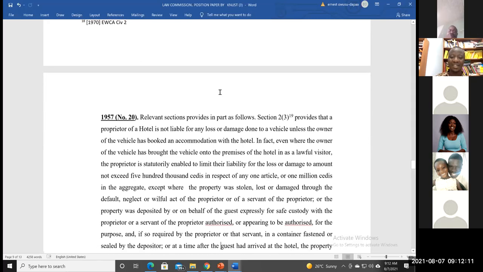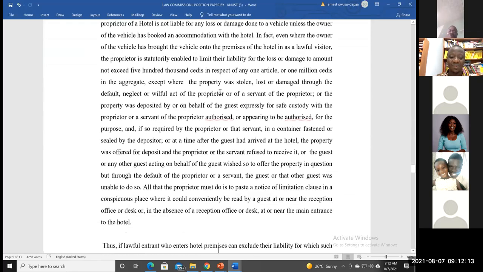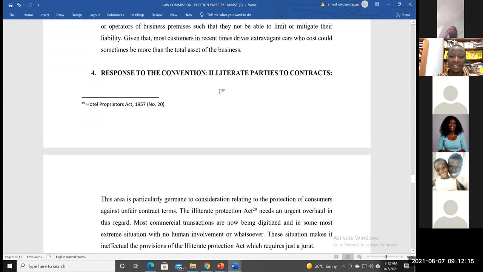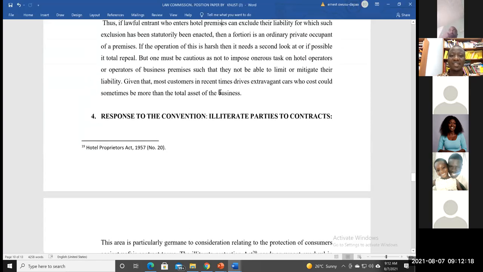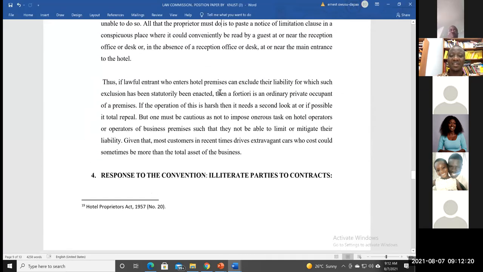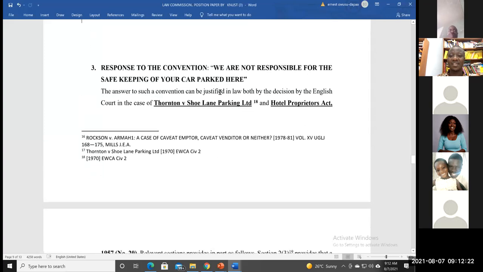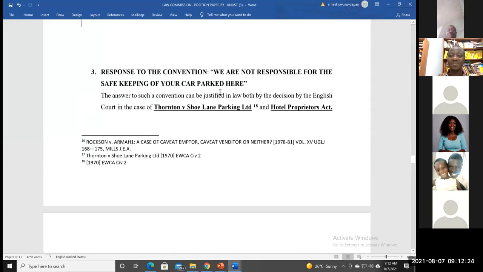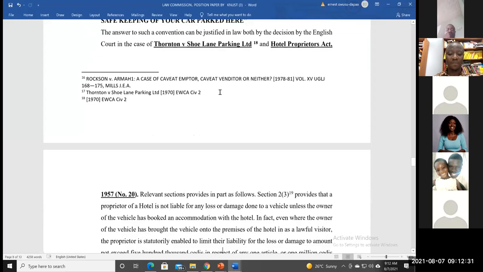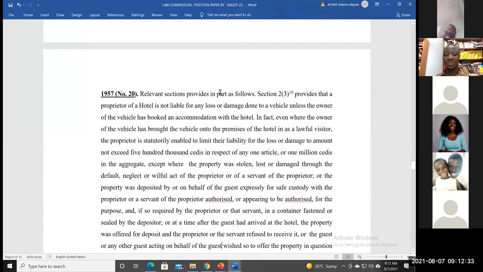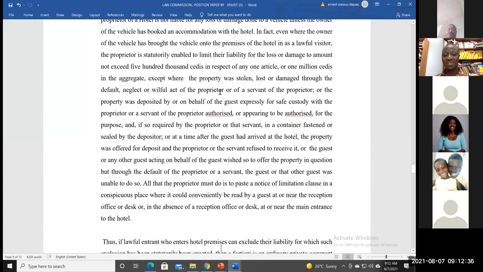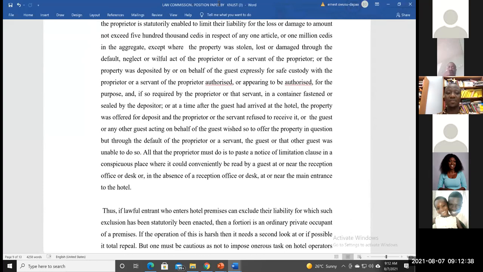So do you think we should rethink the practice which says that visitors park their car there, or those notices that we are not responsible for the safekeeping of your car park here? Is this something that we should legislate so that we make some other recommendations? Yeah, Francis, yes.